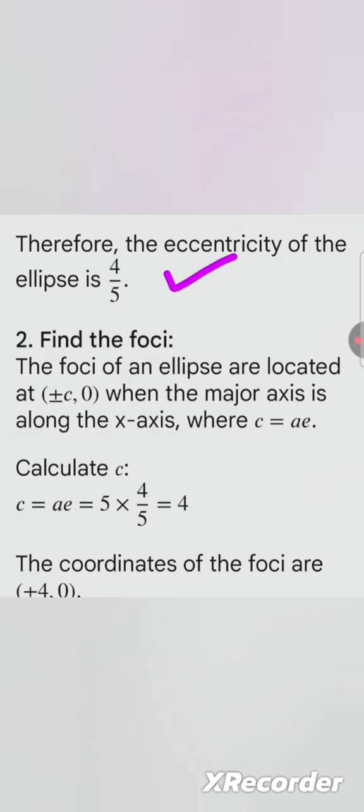Now to find out the foci, we know the foci is at plus minus ae, 0, where the a value is 5 and the e value we have got is 4 by 5. So the ae value is coming to 5 into 4 by 5, that is 4. Therefore the coordinates of the foci are at plus minus 4, 0.